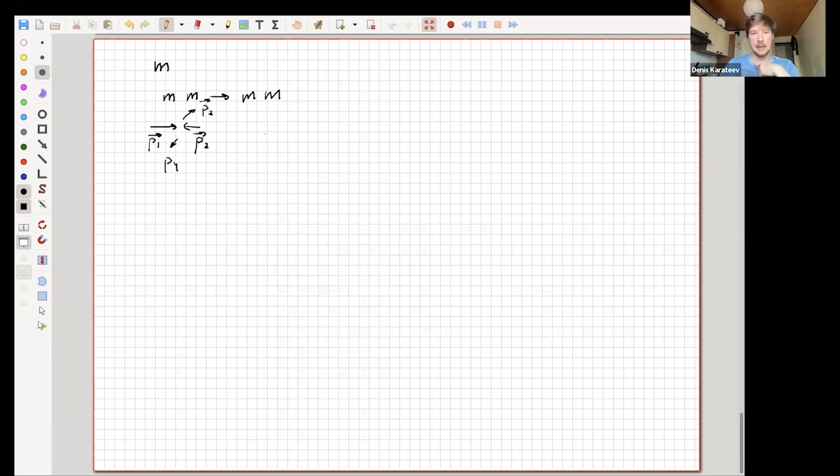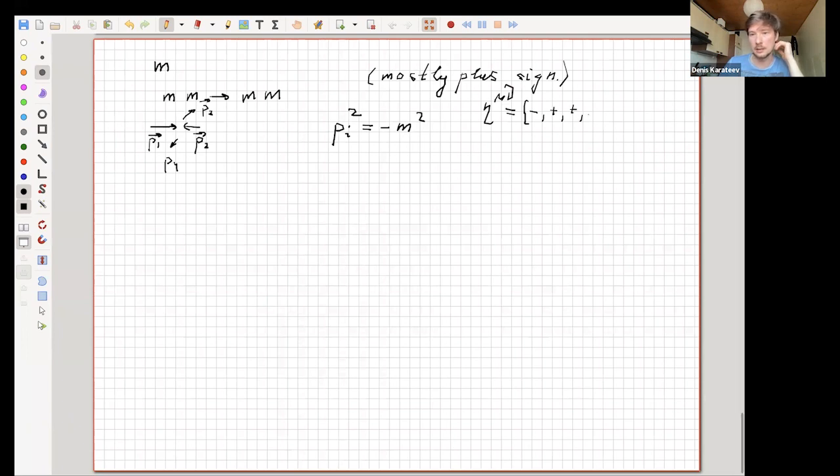Okay, and since I have only one type of particle, the following constraint holds: p1 squared is equal to minus m squared. And here I work in mostly plus signature. Namely, it's a Lorentzian space. Every time I talk about scattering amplitudes, I mean Lorentzian space. Here's my metric, and it's minus, plus, plus, etc., depending on the number of dimensions. Okay, mostly plus.